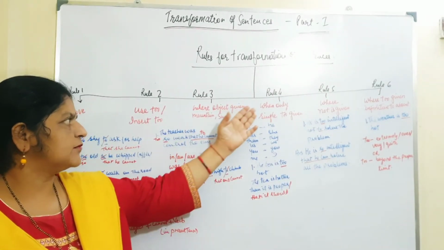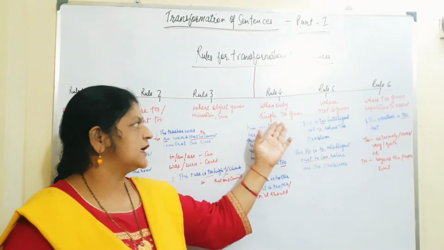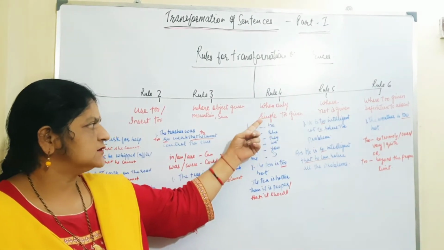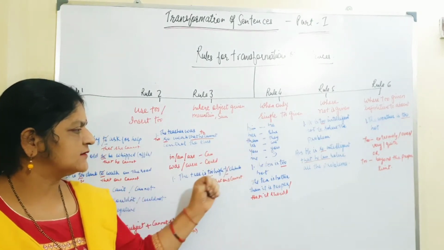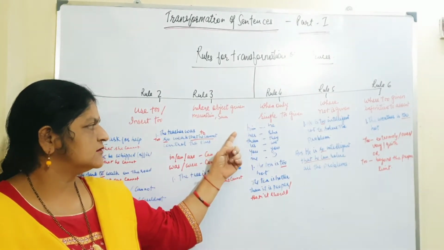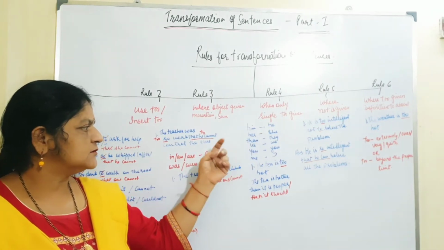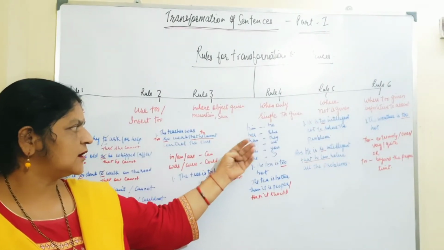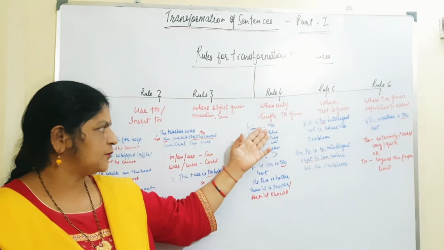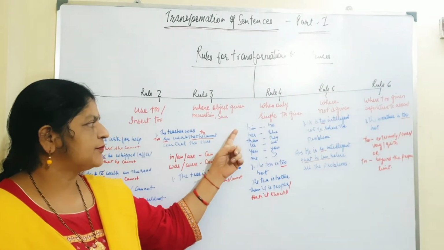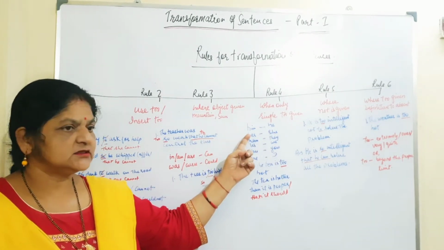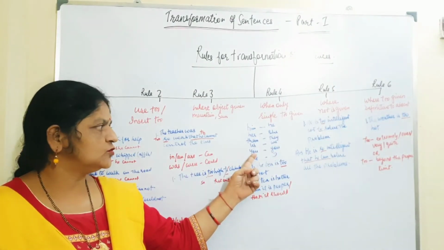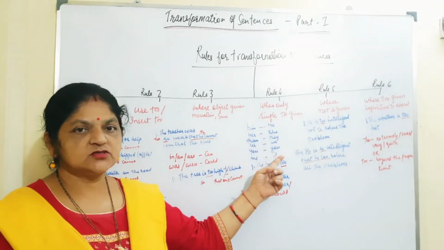Now I move towards rule number 4, where only a single "to" is present. In rule number 4, only a single "to" is given. We have to follow the following rules for conversion. Number 1, we can follow the comparative degree and use the phrase "than it is proper" or "than it should be." In rule number 4, we can also change "for him" to "he," "for her" to "she," "for them" to "they," "for us" to "we," "for you" to "you," and "for me" to "I."